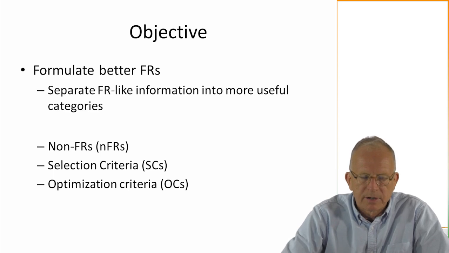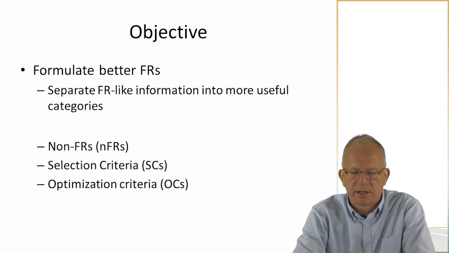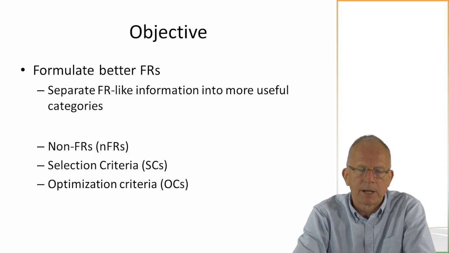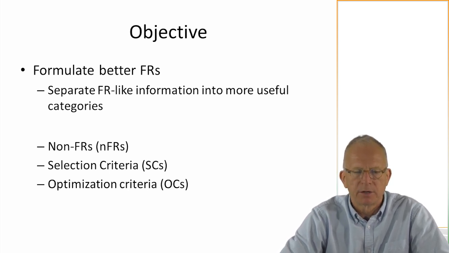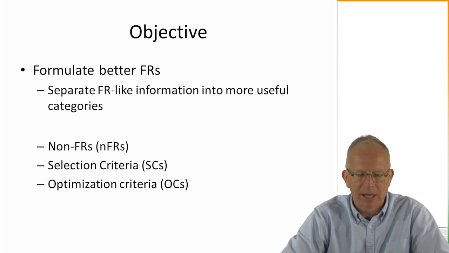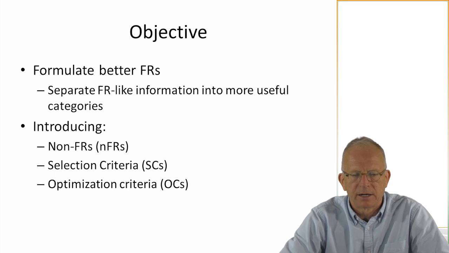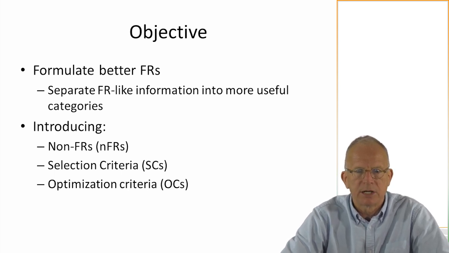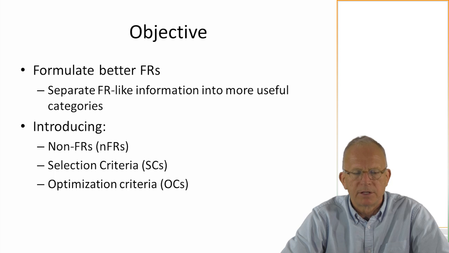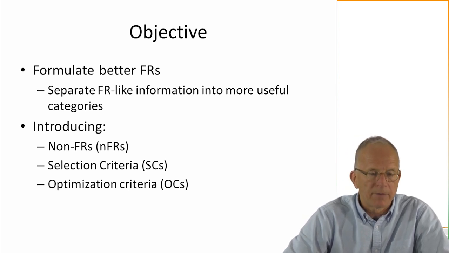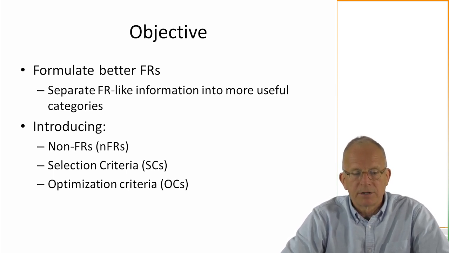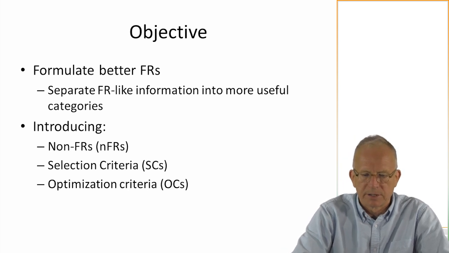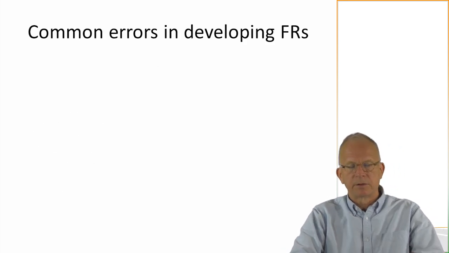So our objective here, and I apologize for not getting the animation quite right, is to formulate better FRs. So we want to separate FR-like information into more useful categories. So we've been taking a look at the application of categories to different things. And so here we're going to do categorization of some of the design information that is often mistaken for FRs. So we're going to introduce non-FRs, selection criteria, and optimization criteria, and some new abbreviations to remember.